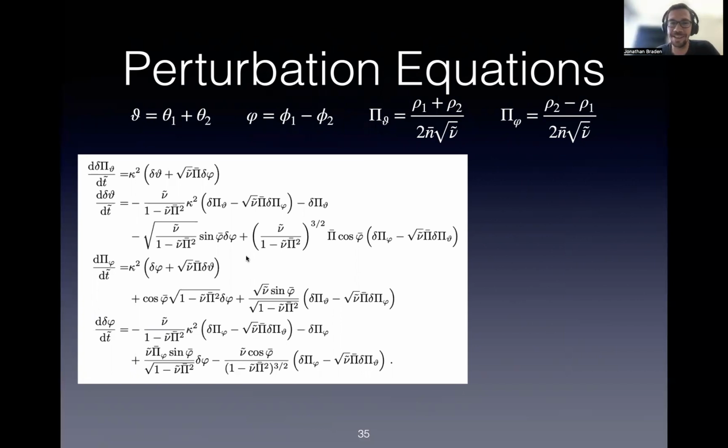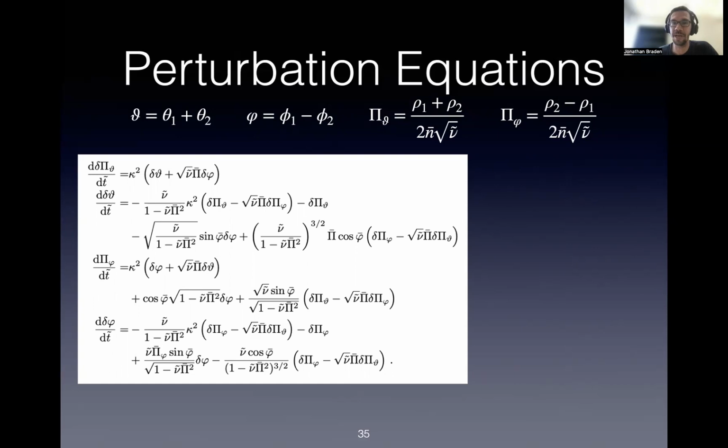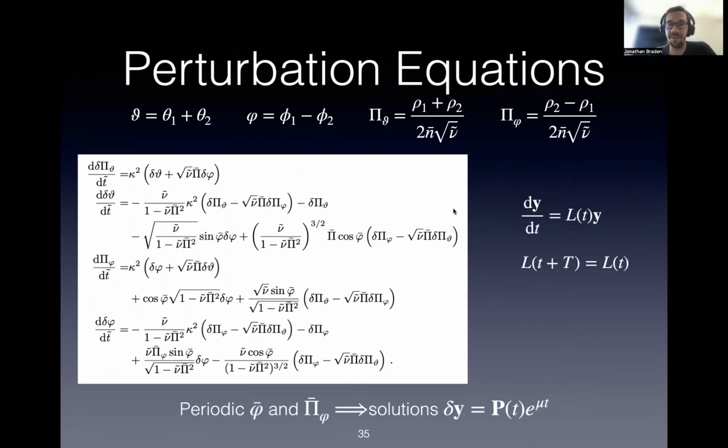Don't worry about exactly what is in these equations, okay? The important thing is this pi bar and this phi bar are the background, the background that I solved here, okay? And they're undergoing oscillatory motion. So this equation has the form dy/dt equals some linear operator times y, where the linear operator is periodic in time. That's the only important thing, okay?